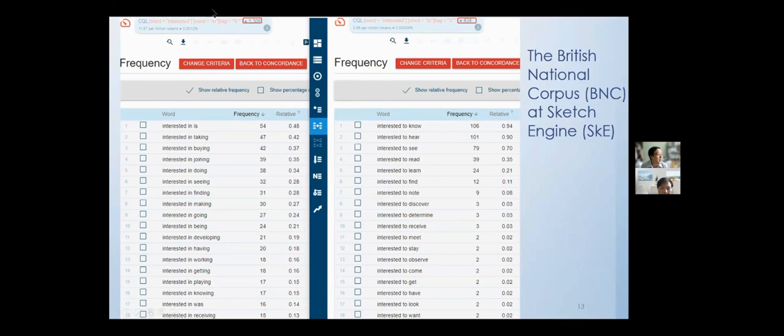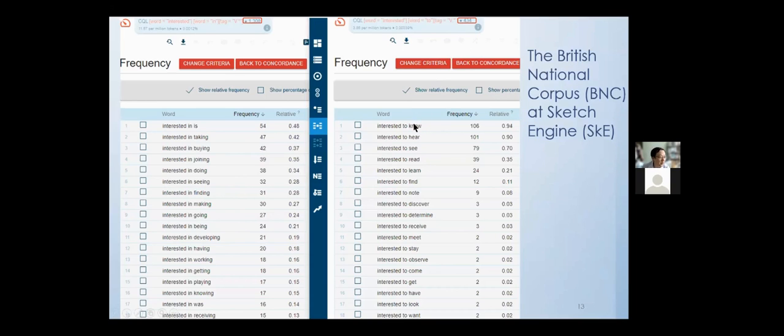We can search on top of that. We can search in what we call corpus query language. So interested in doing is here, and altogether in the British National Corpus we have 1,300 hits. Some are noise, and most of them are not noise. And interested to do are here on the right, 400 something.